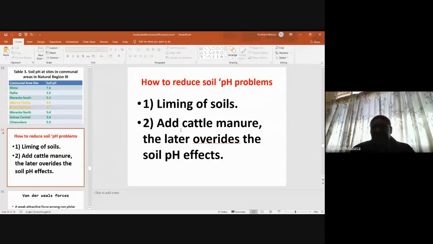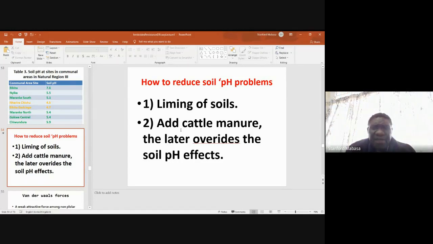So if the soil is acidic, we can reduce this problem by liming of soils or adding cattle manure. Cattle manure can override soil pH effects because it tends to raise soil pH.